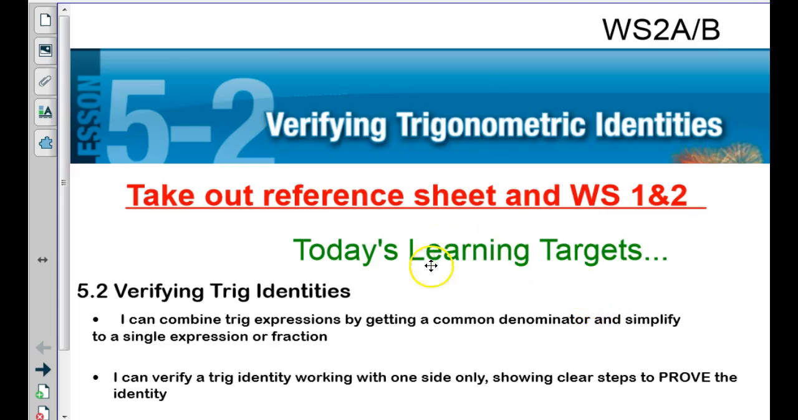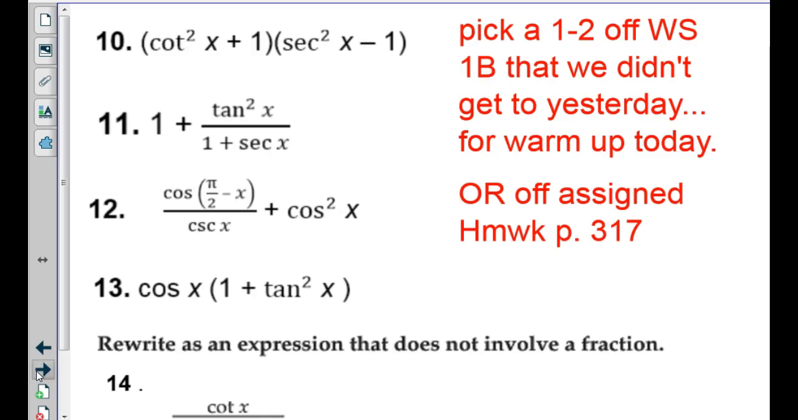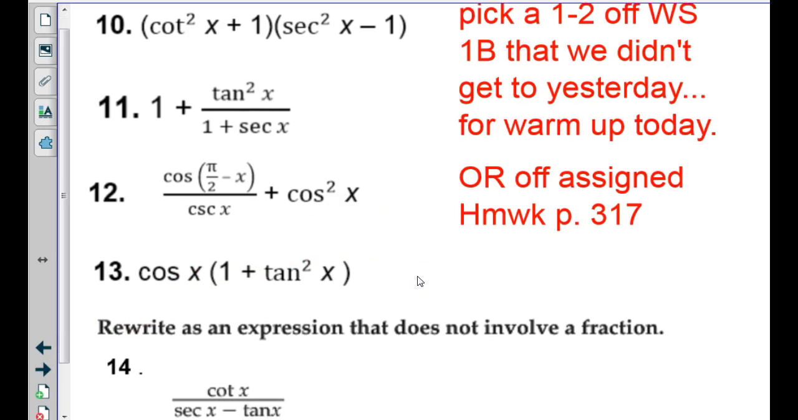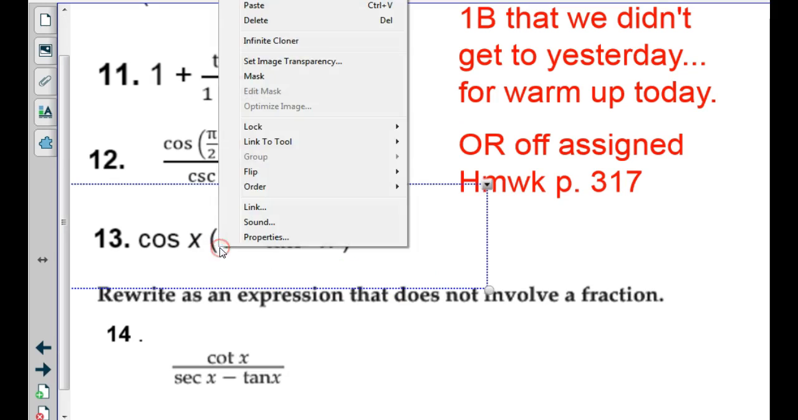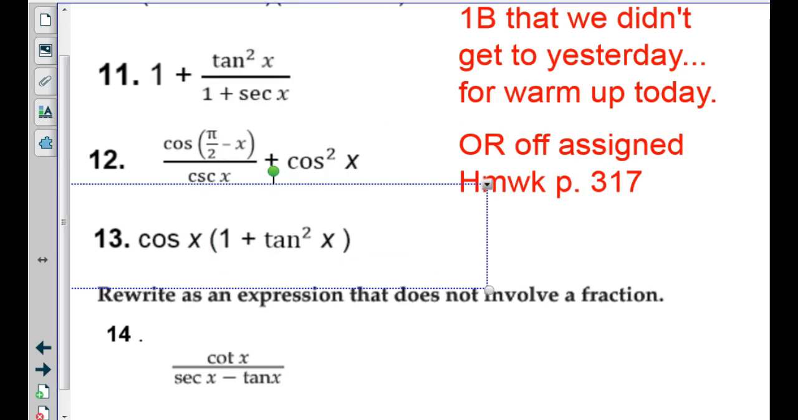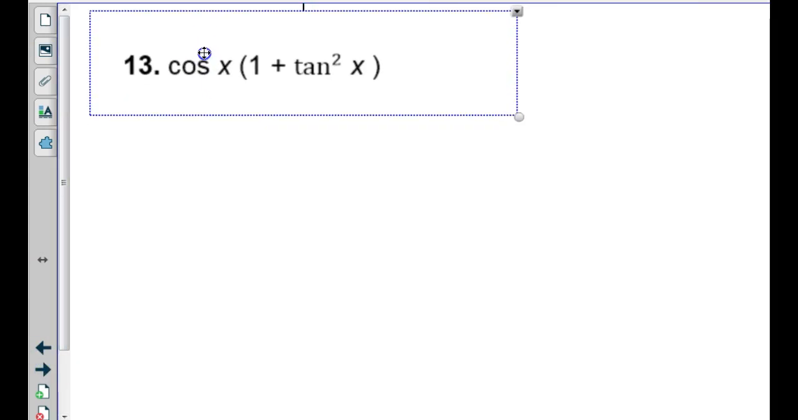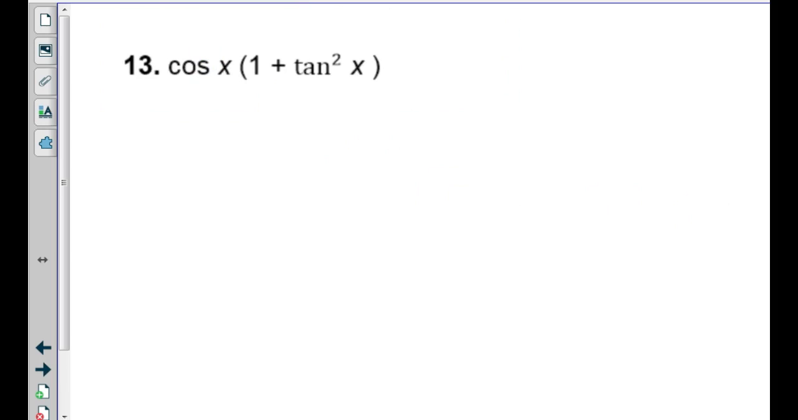Someone have a question on the homework? All right. Can somebody pick one off 1B that we didn't get to yesterday? Is it this one? Okay. So what could we do first?